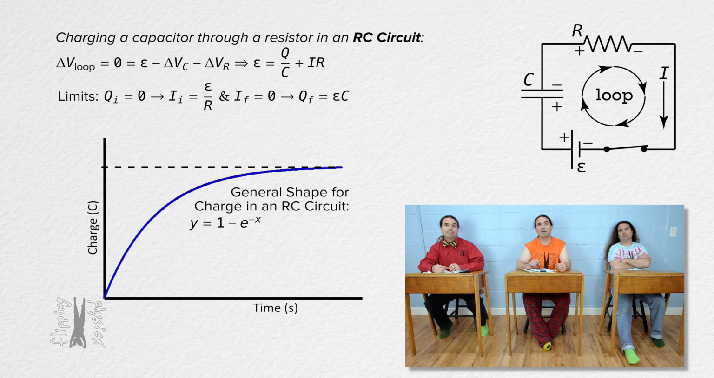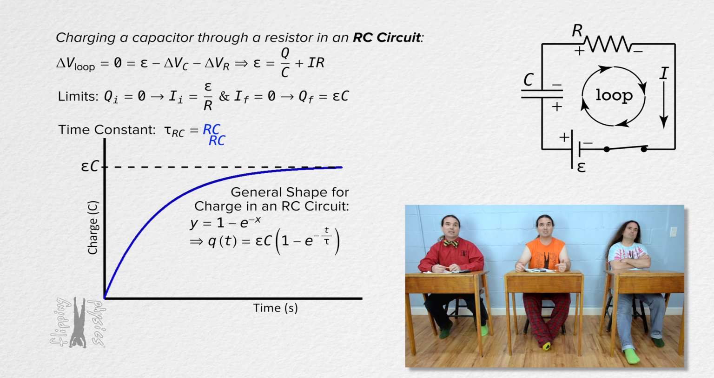We know the general shape of the equation for charge as a function of time is y equals 1 minus e to the power negative x. That means charge as a function of time equals the maximum value for charge, which is EMF times capacitance, times the quantity 1 minus e to the power negative time over time constant. But you had us memorize that the time constant for an RC circuit is resistance times capacitance. That means we can replace the time constant with resistance times capacitance.